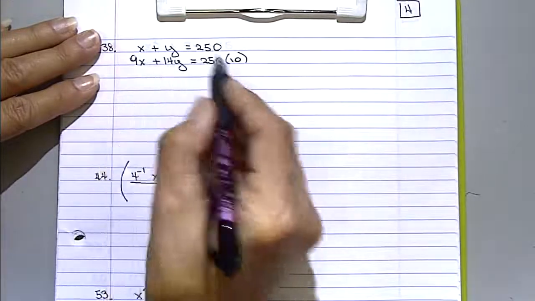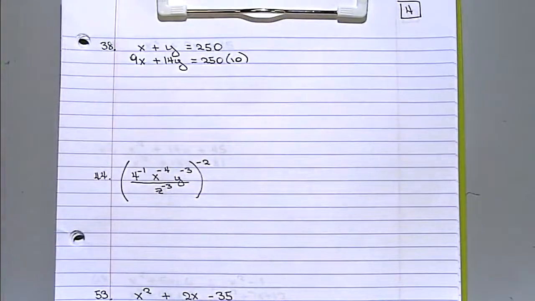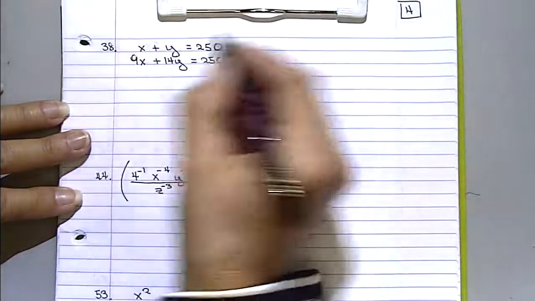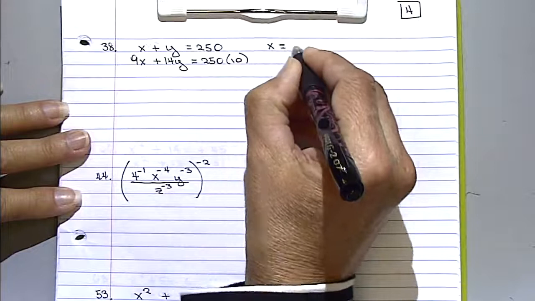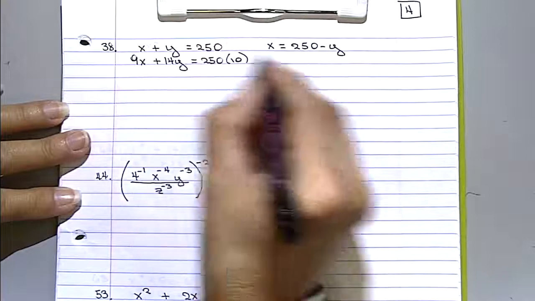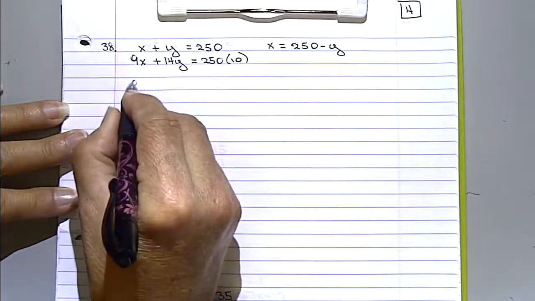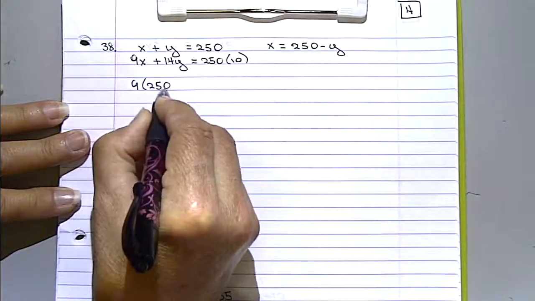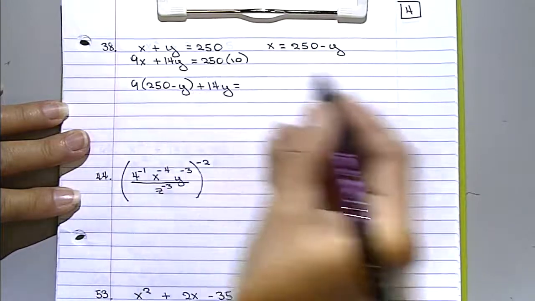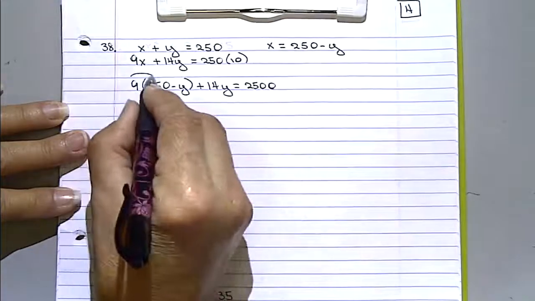So what way do I want to get rid of this? I'm trying to remember what method I used before. I think one of them is already easy, so let's solve it for x. X is equal to 250 minus y, right? Then I can plug it in for the x down here. So I will say 9 times (250 minus y) plus 14y is equal to 250 times 10, which is 2,500.